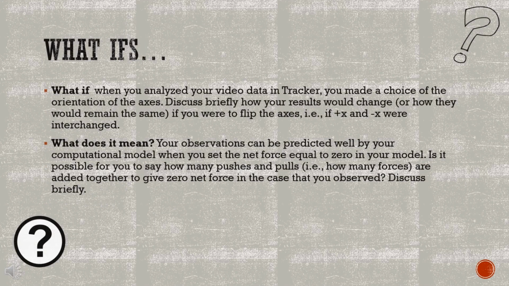So here are a few interesting things to think about. What if you flipped your axis on the tracker? How would it change your graph, or would it remain the same? In this case, when you flip the axis, your graph will be flipped to the opposite direction.